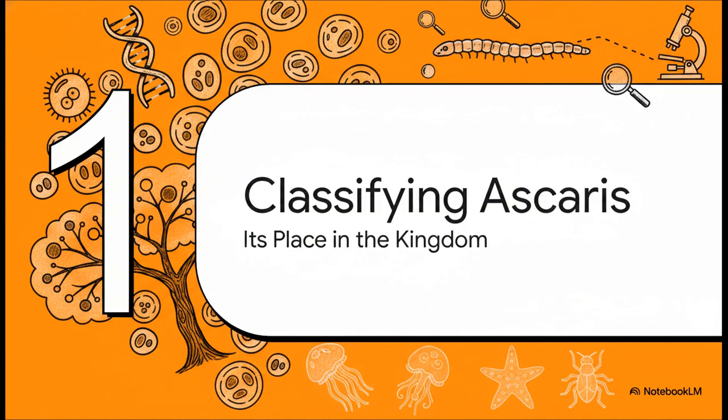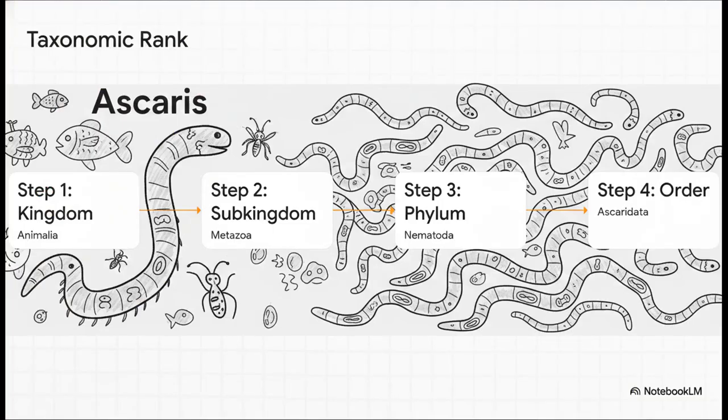Before we do any cutting, even virtual cutting, a good scientist always starts with classification. It's so important to know exactly where our specimen fits in the grand scheme of the animal kingdom. So that's where we'll begin. Right. Ascaris is in the kingdom Animalia, of course, and the subkingdom Metazoa. But the rank I really want you to focus on today, the most important one, is its phylum, Nematoda. This is the massive group of roundworms. I want you to burn that word into your memory, Nematoda. From there, it's in the order Ascaridata.